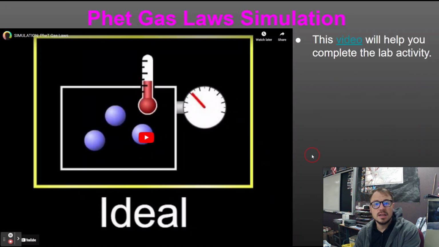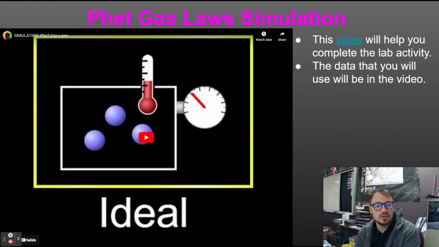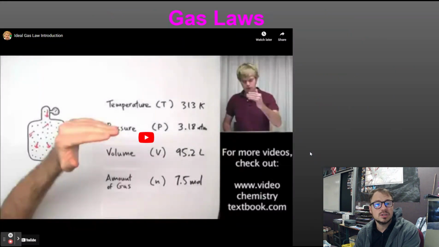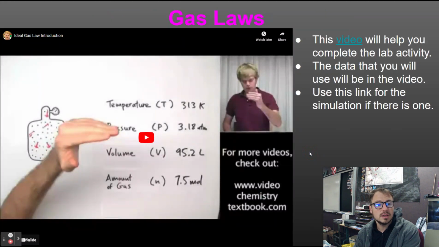So we did a simulation where we tested the three gas laws that showed how all of them react by keeping one constant, and then we did some gas law problems.